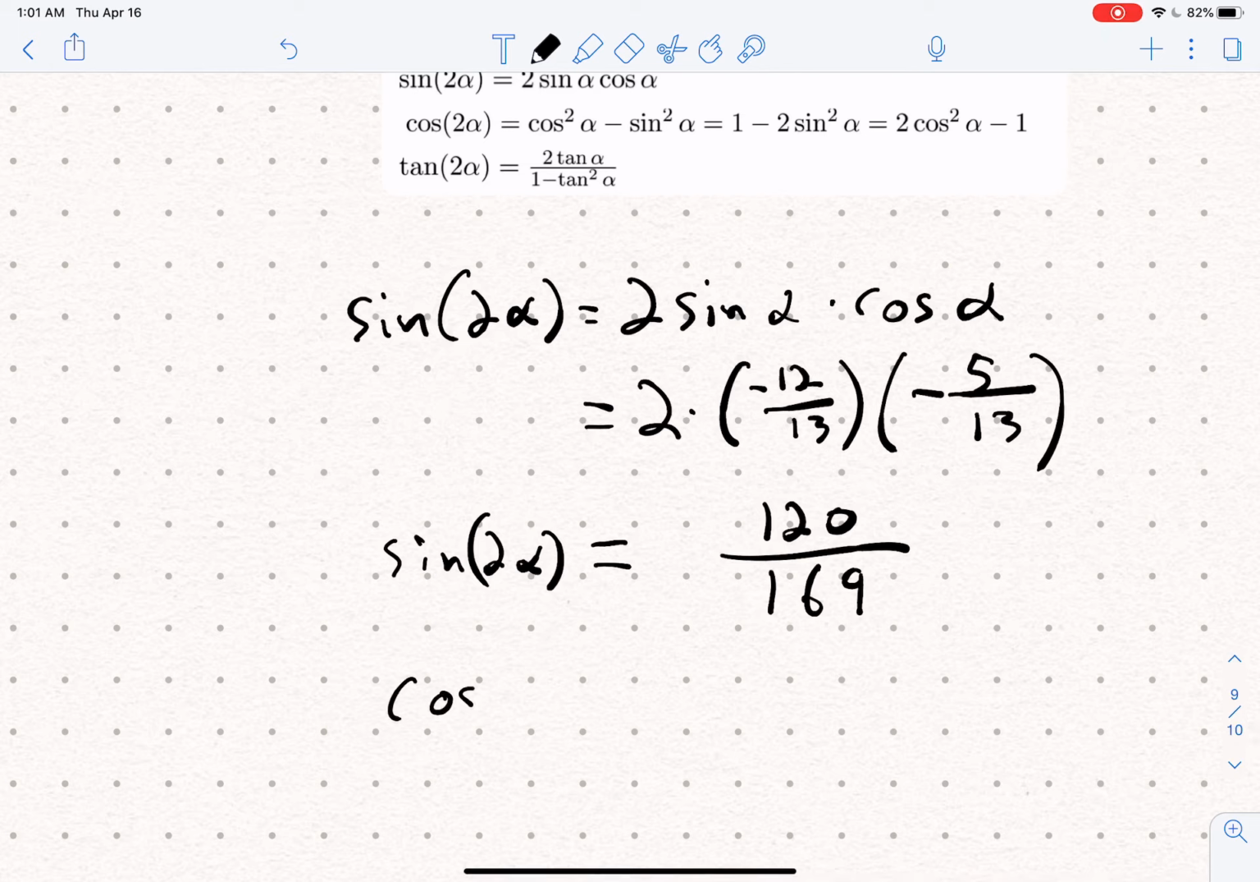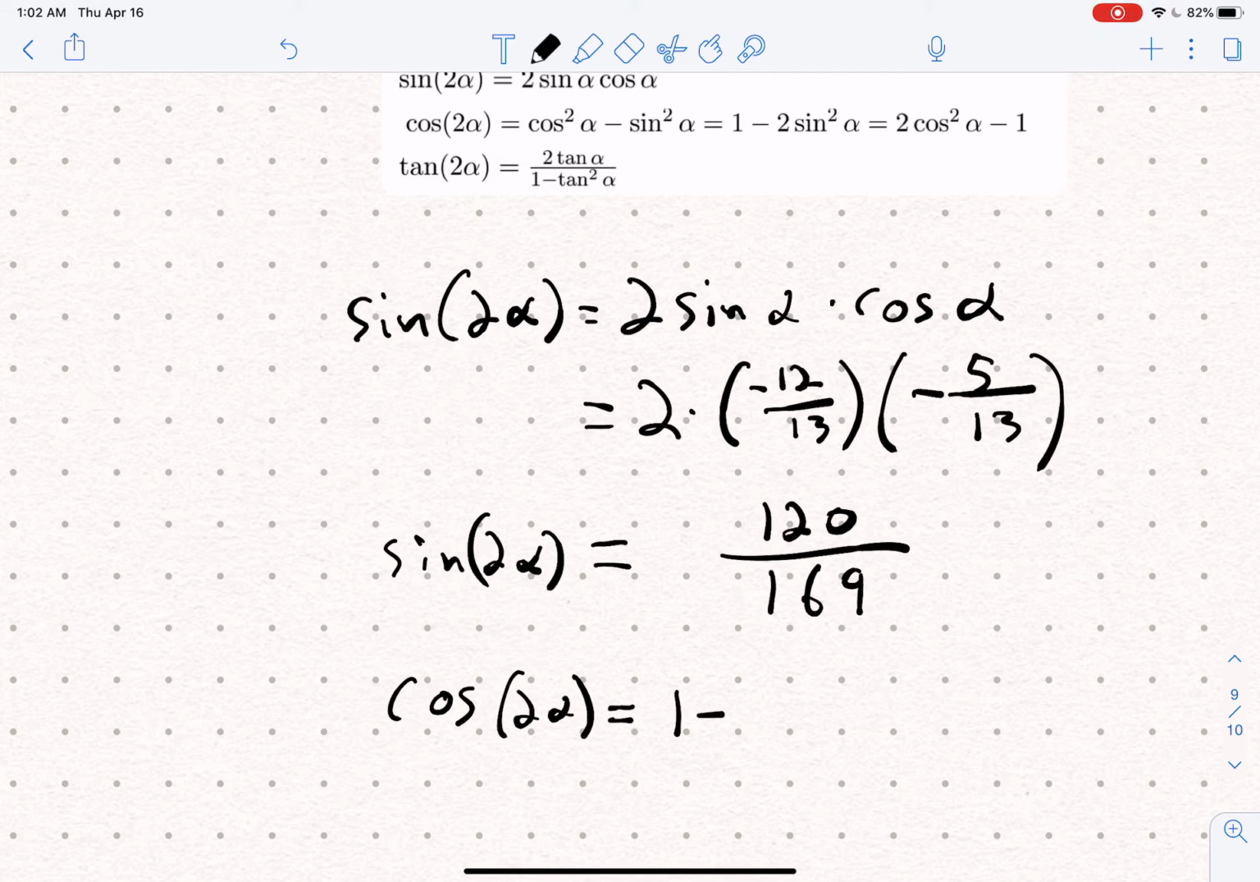Now let's take a look at cosine of 2 alpha. This one is either cosine squared minus sine squared, or it's 1 minus 2 sine squared, or it's 2 cosine squared minus 1. There are 3 different versions. Let's use a different one this time. Let's use 1 minus 2 sine squared alpha. Why that one? Why not? Just to give us a little bit of practice using an alternative.